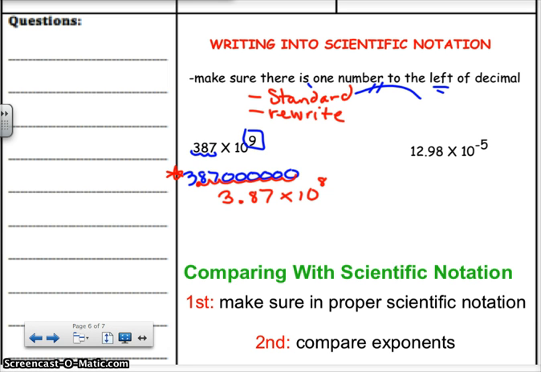Okay? Is this in scientific notation? There's 2 numbers. There should only be 1. So I'm going to rewrite this one. This says times 10 to the negative 5, which means 5 to the left. If I move 2 to the left, how many more to get to 5? 3. So I'm going to add 3 placeholder zeros and write all the non-zero numbers.